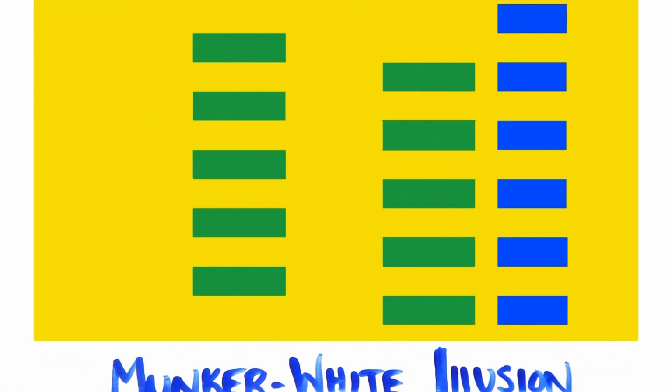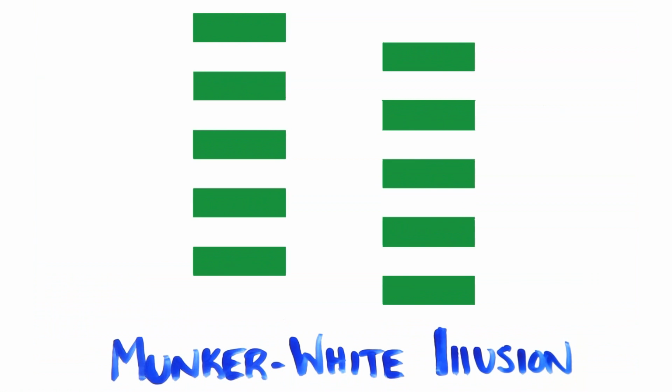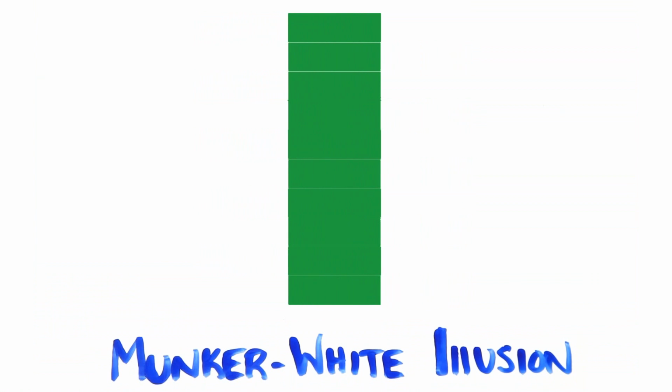Introducing colors produces the same result. I promise, no trick photography or editing effects have been applied. In fact, if you look up the Munker white illusion, you'll come across many more examples. Examine them in Photoshop, and you can see that the colors are the exact same.